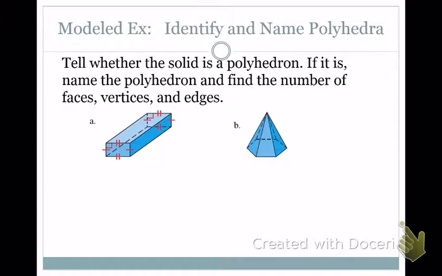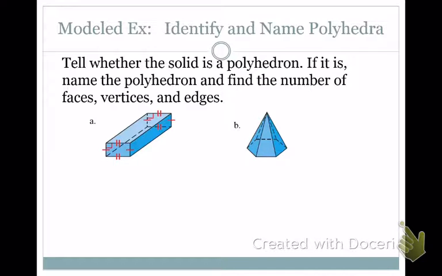Identify and name the polyhedra. Tell whether the solid is a polyhedron. If it is, name the polyhedron and find the number of faces, vertices, and edges. Okay, so A, is that a polyhedron? Yes, it is. What kind of polyhedron is it? From our examples we just looked at. It's a prism. And yes, it's a rectangular prism.